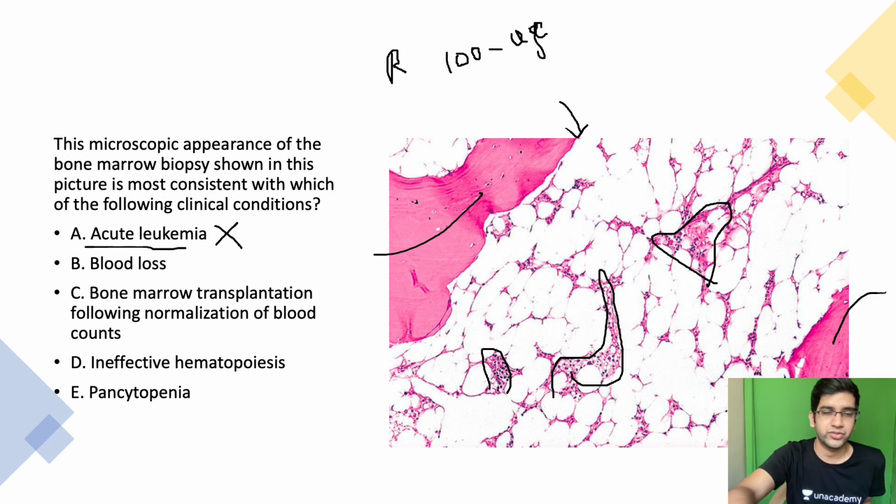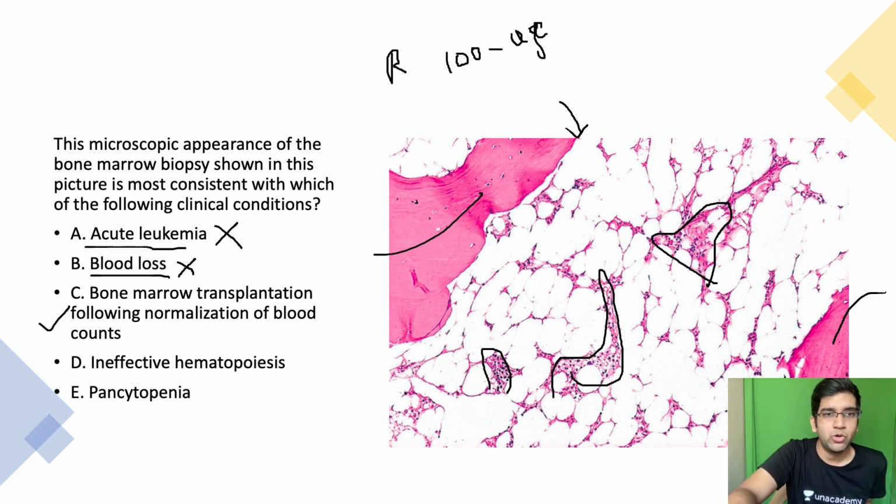So rare diagnosis, fine. Blood loss. Again, we have patients with an acute blood loss. What do you think your bone marrow will do? It will compensate, right? It has to compensate for the blood loss, so it has to undergo hyperplasia. So that also will have a hyperplasia, fine.